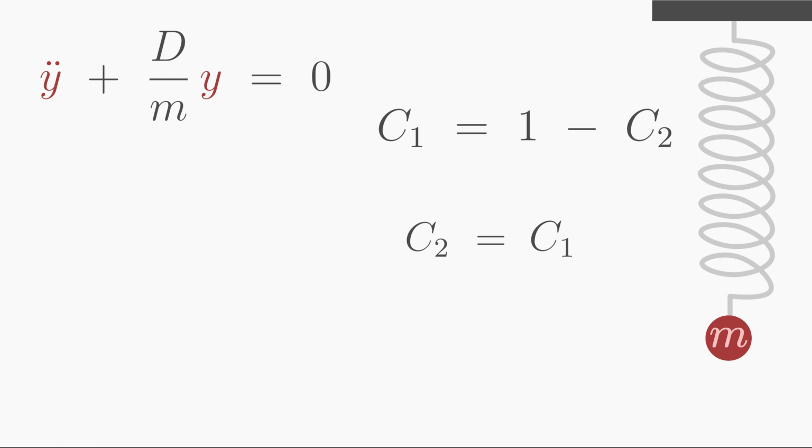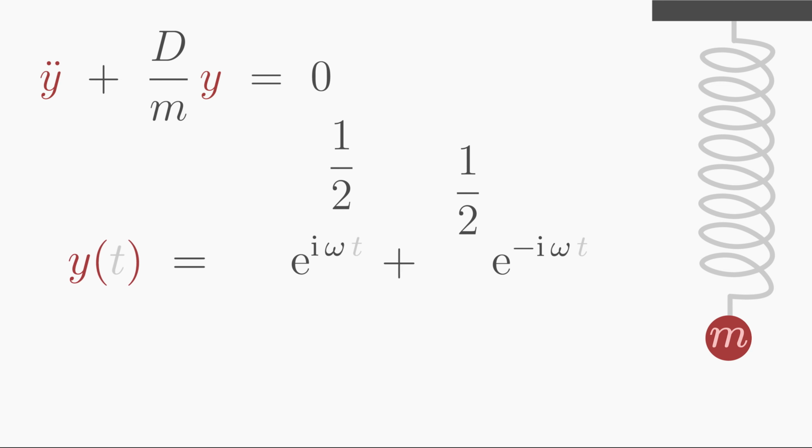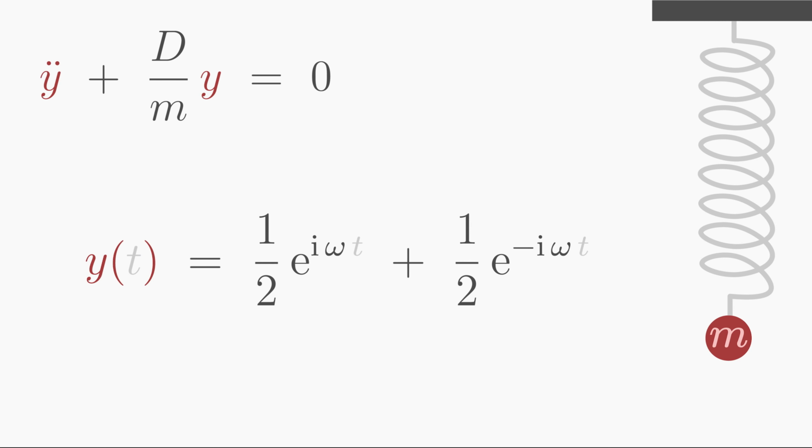Nice. Let's replace C2 with C1 to determine a concrete value for the constants. The equation results in C1 is equal to 1/2. Since C1 and C2 are equal, C2 must also be equal to 1/2. Insert 1/2 into our general solution.